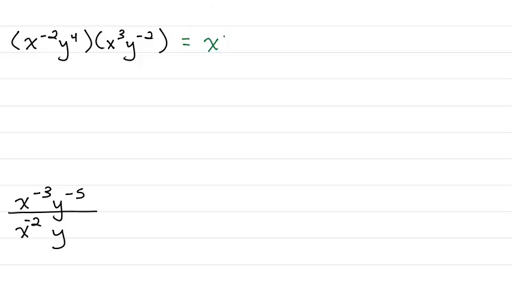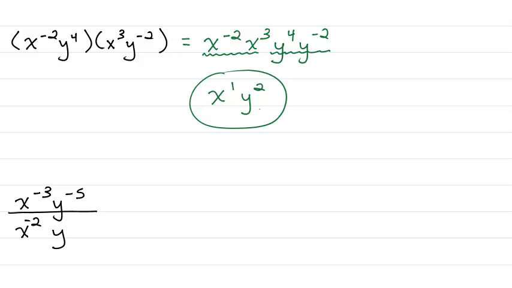So this is going to be x to the negative second, x to the third, y to the 4th, y to the negative second. Now we have our little groups. And so again, here it's the addition rule. So I have x, negative 2 plus 3 is 1, and y, 4 plus negative 2 is 2. There's no negative exponents at all to clean up here, so this is it. X to the first, y to the second.